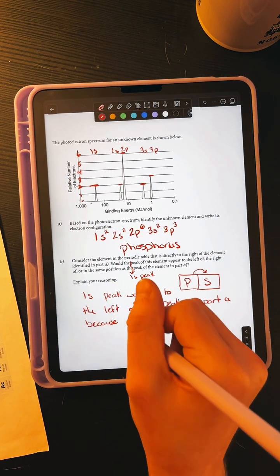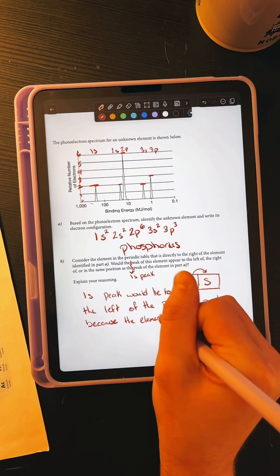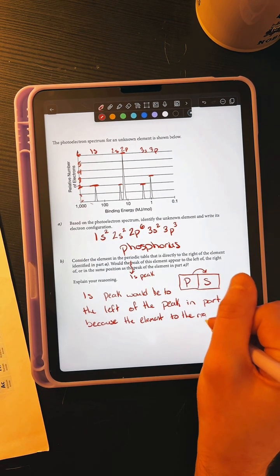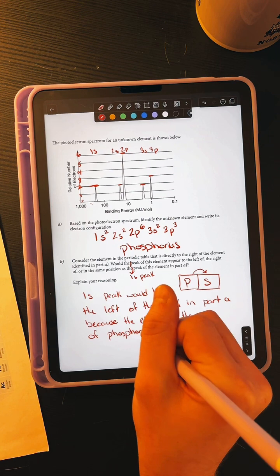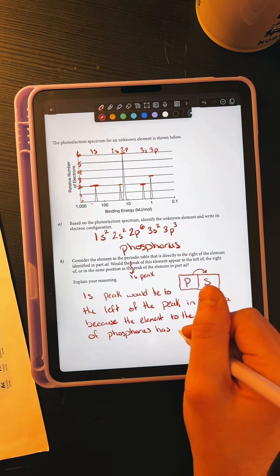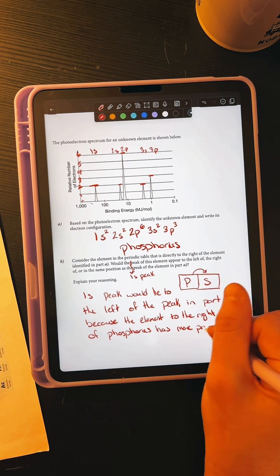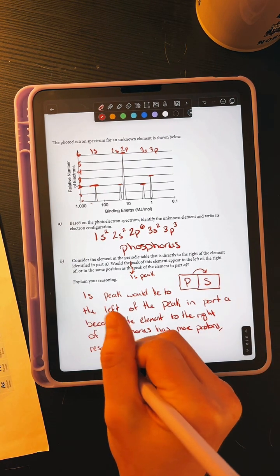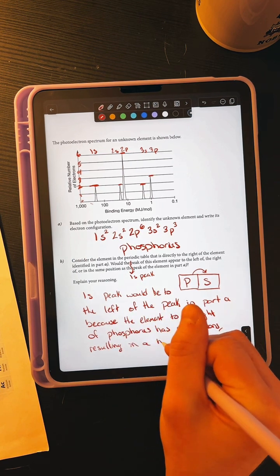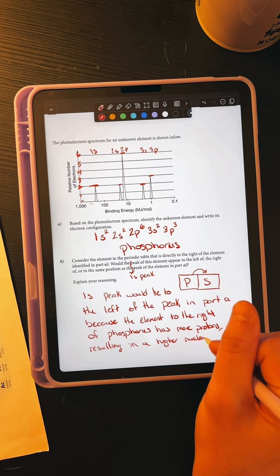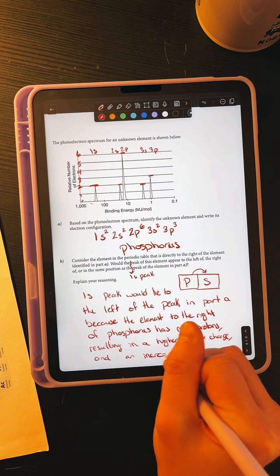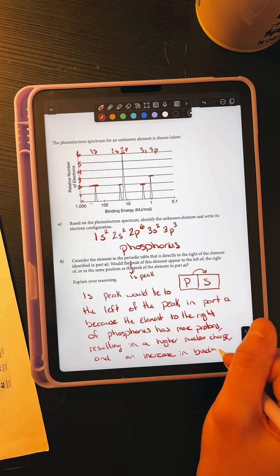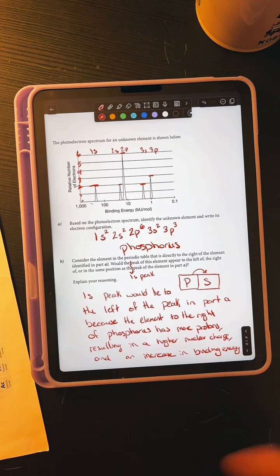because the element to the right of phosphorus has more protons, resulting in a higher nuclear charge and an increase in binding energy. And that's how I would explain this.